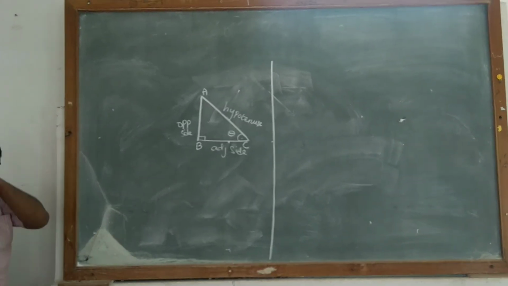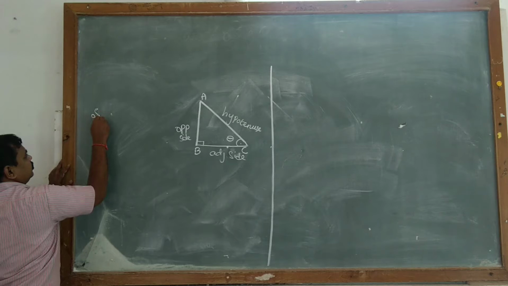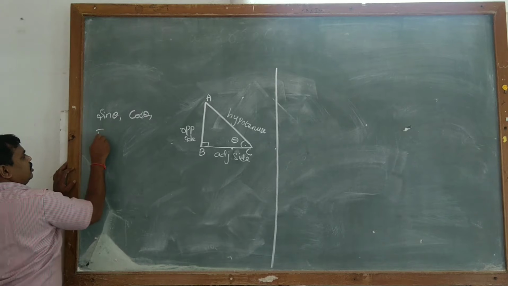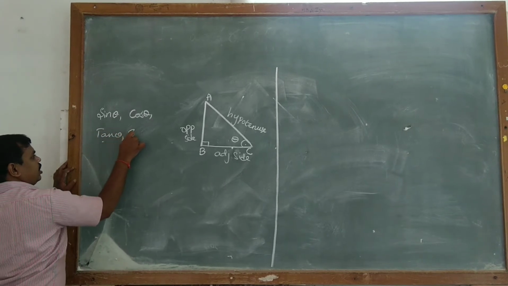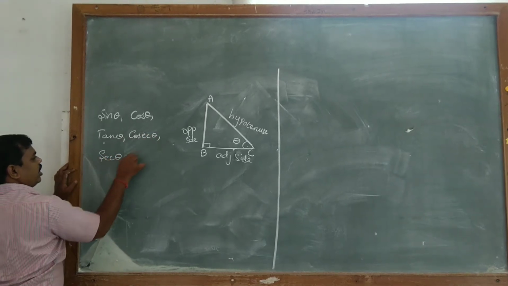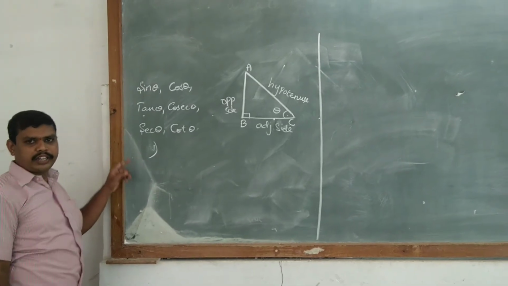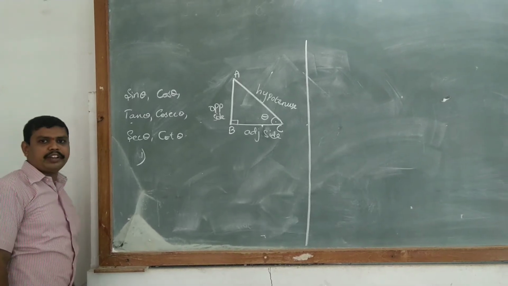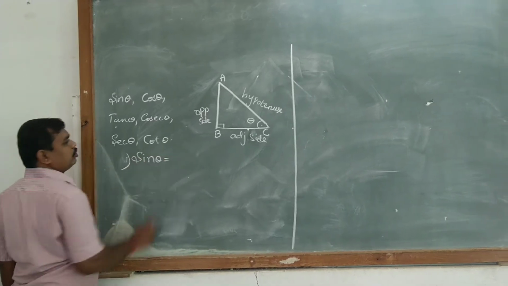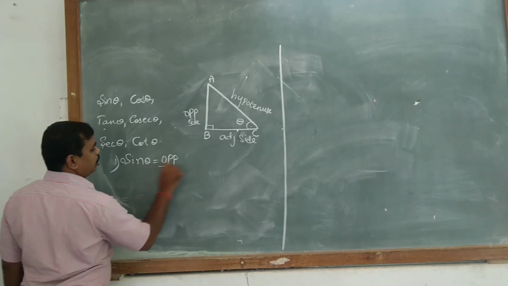6 trigonometric ratios. What are the 6 trigonometric ratios? Let us see. Sin theta, cos theta, tan theta, cosecant theta, secant theta, and cot theta are the 6 trigonometric ratios. Okay, let us define one by one. First, sin theta is equal to, what is that? Sin theta is equal to opposite by hypotenuse.